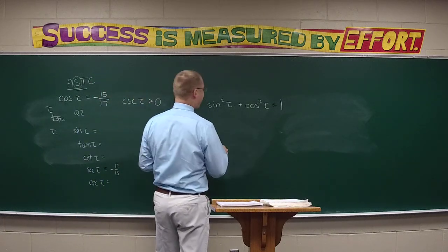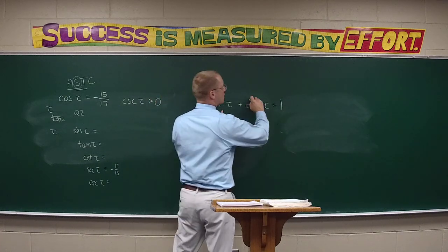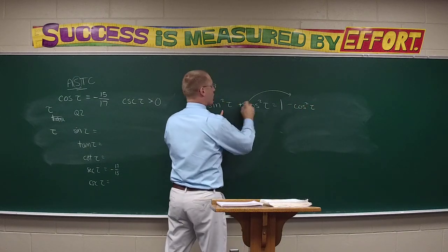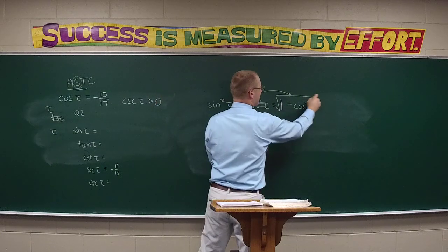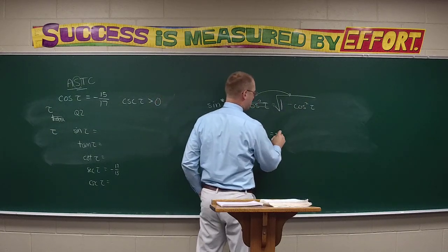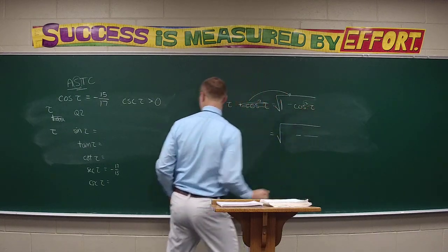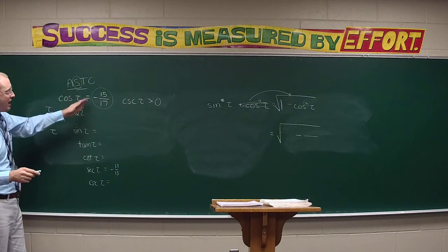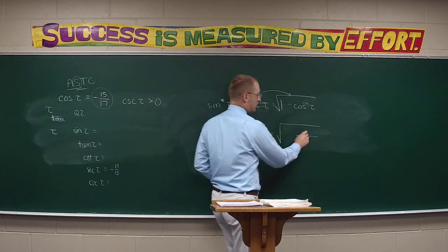But we're finding the sine, so let's first move over, class, the cosine squared as a negative cosine squared tau. And then let's also take the square root. So we're going to end up with the square root of 1 minus cosine squared tau. So let's start with the cosine squared tau. We know the cosine is negative 15 over 17, but if I square that, what do I end up with, anyone? 225 over 289.